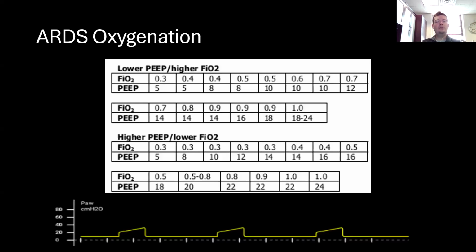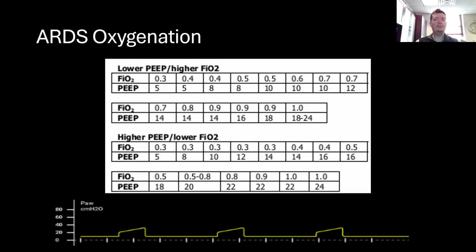And so there's a pretty good guide for how to titrate your PEEP and FiO2. And you may have heard of something called the ARDS network, sometimes called ARDSnet. And this is a research network that has produced a number of valuable studies related to care of ARDS patients. And one thing that has come out of their research is an FiO2 PEEP table.